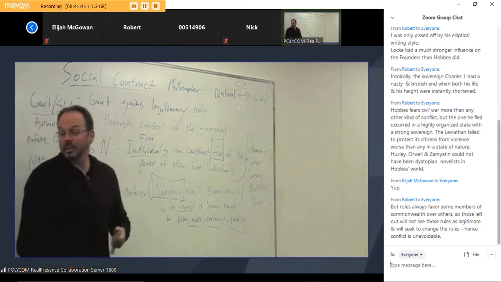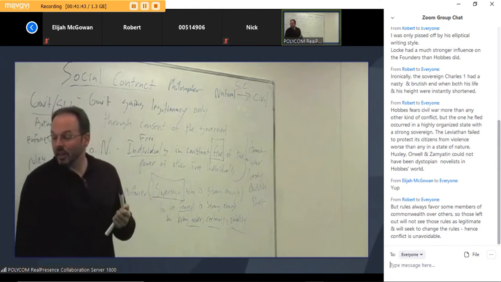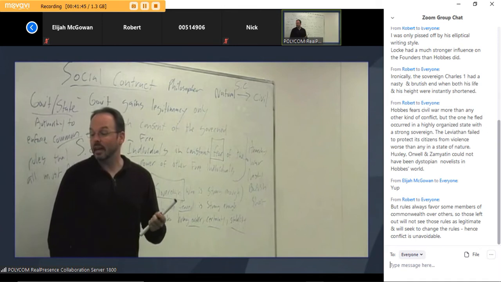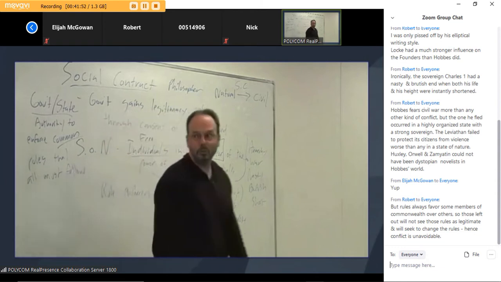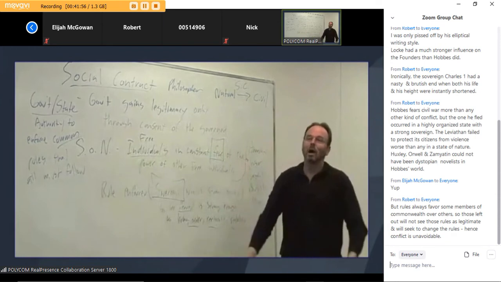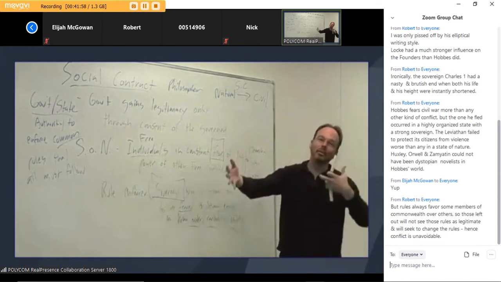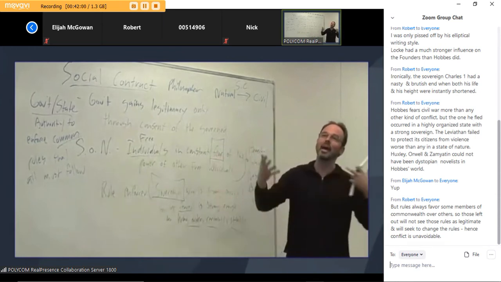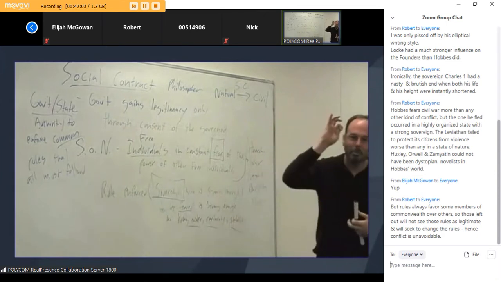Okay, good. Robert says, but rules always favor some members of the Commonwealth over others. So those left out will not see those rules as legitimate and will seek to change the rules. Hence, conflict is unavoidable. Hobbes would absolutely agree with you. Hobbes would say, yes, Robert, you are my friend. We are brothers. Let's go to a Paris cafe and debate politics wearing berets.